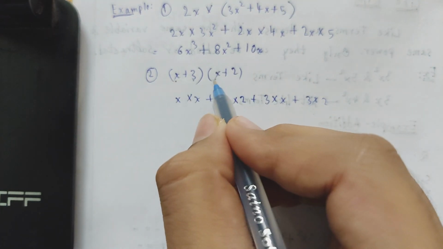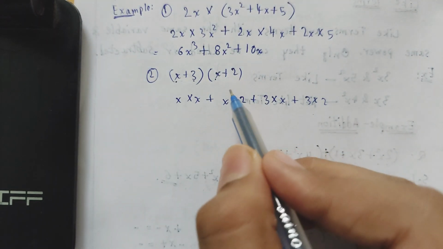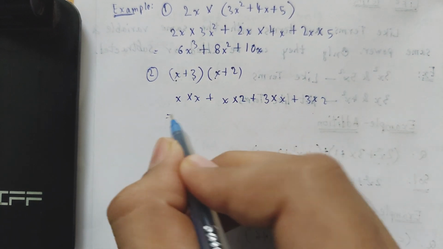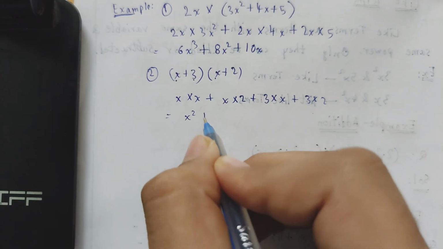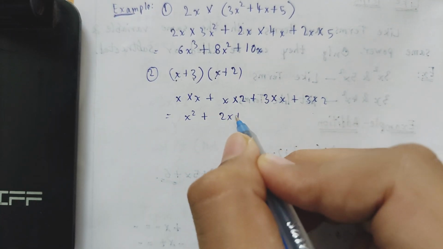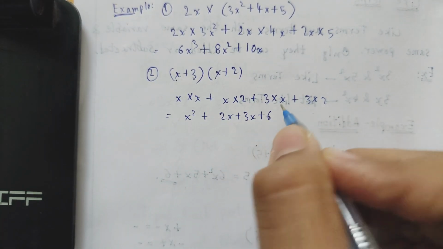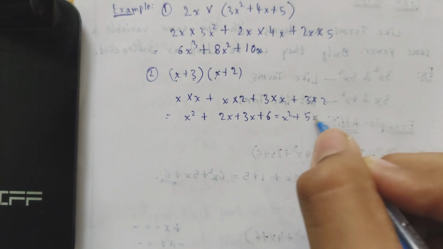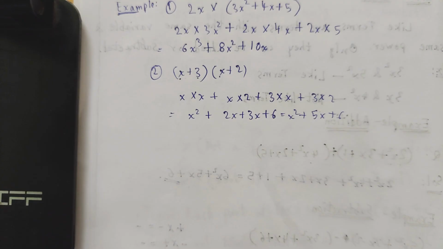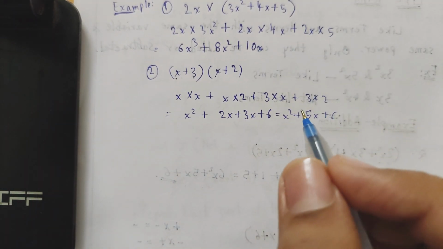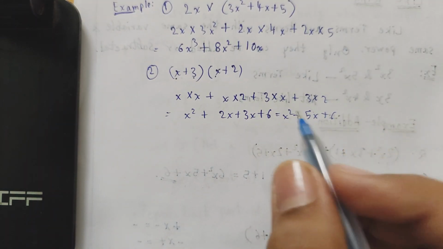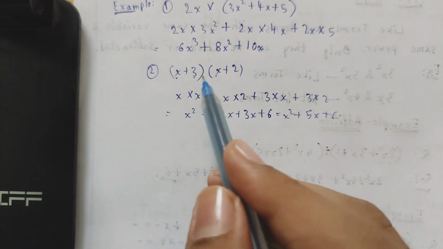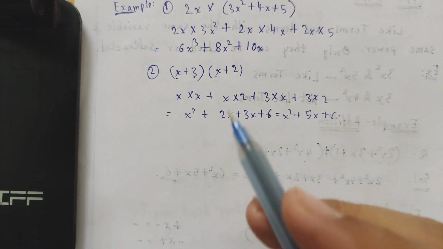We multiplied this x with this x and this x with 2 and 3 with x and 3 with 2. That's what we did here, and the final answer we get is x squared plus 2x plus 3x plus 6, which is equal to x squared plus 5x plus 6. And this method is called FOIL: first, outer, inner and last.